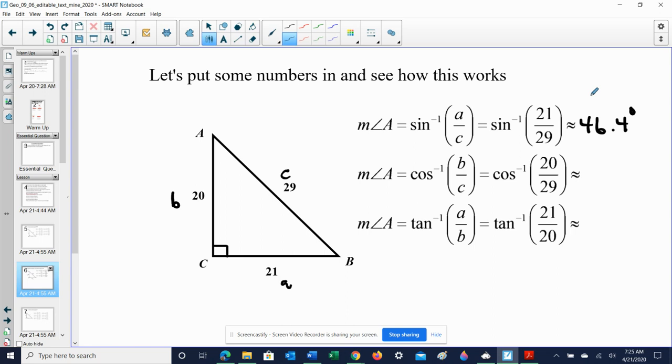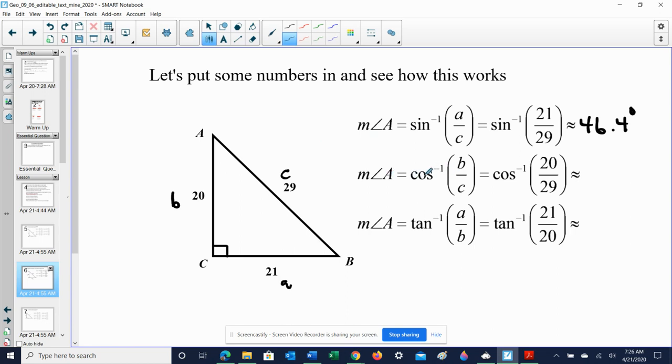Now, can that angle change? Is it going to be different if I use cosine? It really shouldn't be. I need to see that it gets the same answer for all three of these. So it doesn't matter which one you have. Whatever you want to use, you can use. Sometimes you're going to have two pieces that you can use right away to find the angle.